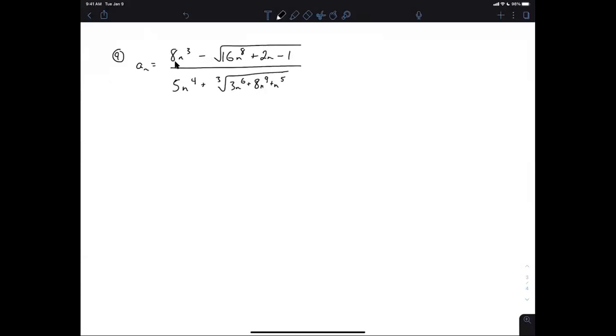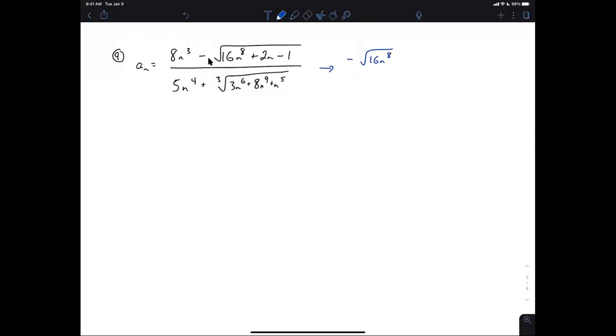So on the top, the terms to consider are n to the third, the square root of n to the eighth, the square root of n, and then the square root of n to the 0. The biggest within the square root is n to the eighth. The square root of that is n to the 4, because you divide the power by 2 when you take the square root. So n to the third versus n to the 4, we're going to pick the n to the 4. So when you take the largest term, that approaches the negative square root of 16 n to the eighth.